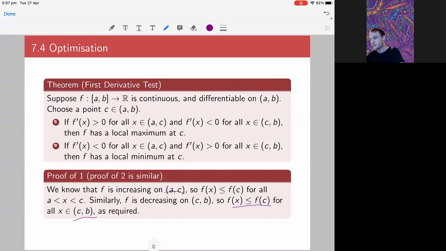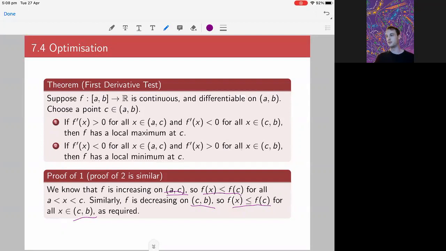But if you combine the facts that this estimate holds for all x before c, and it also holds for all x after c, that's the exact definition of a local maximum. So that's more or less the entire proof of that. Again, it seems obvious, and it more or less is, but it's important to note that we did need the technical tool here. The fact that the mean value theorem tells us that functions with positive derivatives are increasing, functions with negative derivatives are decreasing.